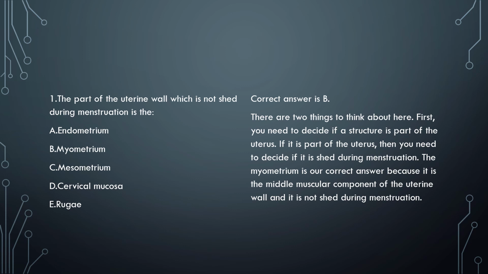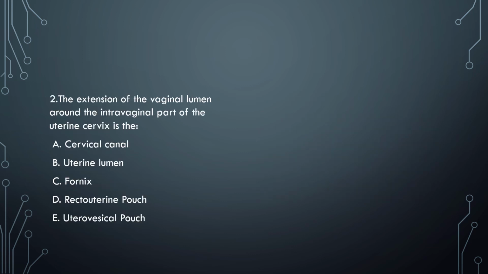Let's go on to the second question. The extension of the vaginal lumen around the intravaginal part of the uterine cervix is the cervical canal, uterine lumen, fornix, rectouterine pouch, or uterovesical pouch? What is the correct answer? The correct answer is C, fornix. Why?